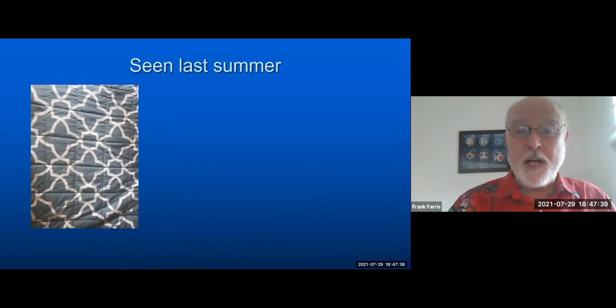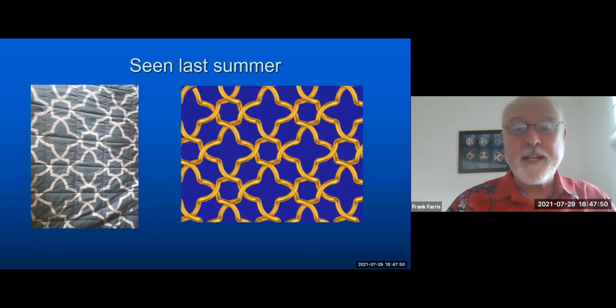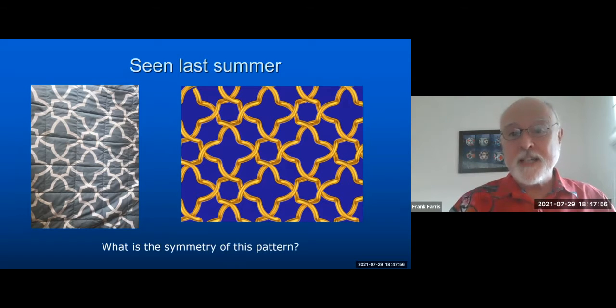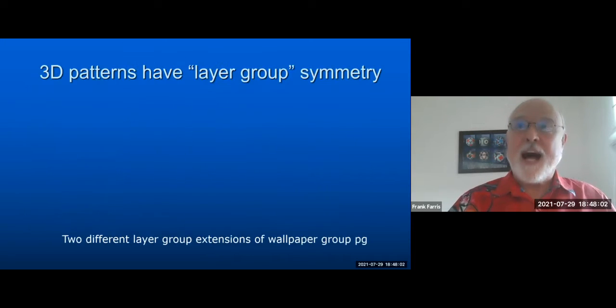I got onto this project last summer when I saw this bedspread and I compulsively analyze patterns. So I spent time looking at it and I actually recreated it in Rhino with Grasshopper like this. But the interesting mathematical question that this led me to is, what is the actual symmetry type of this pattern? And it turns out there's an interesting answer.